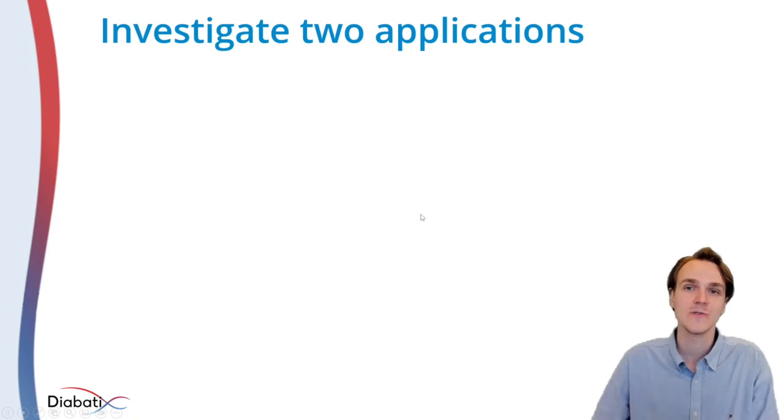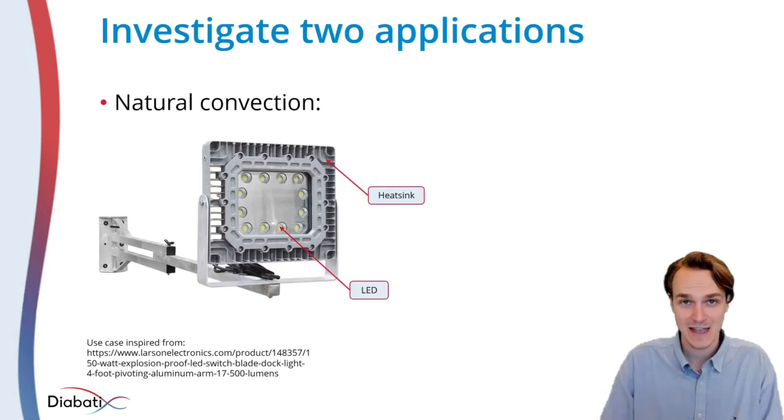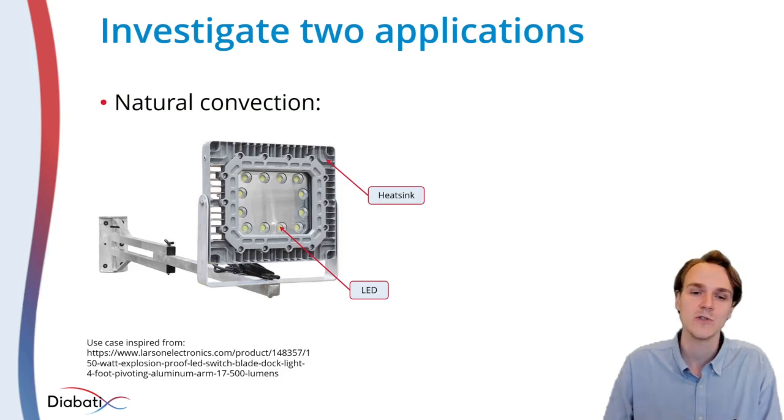Fantastic. So to introduce the two applications that we will be discussing today, firstly, we have the lighting fixture that will be cooled with natural convection. There we found a nice application online that we will use as inspiration, and we essentially redesigned what the heatsink on that can look like using our software ColdStream.